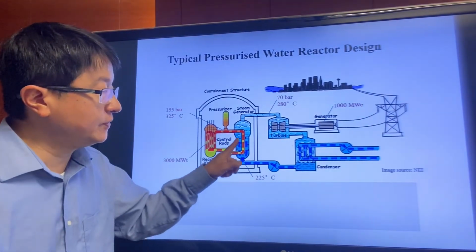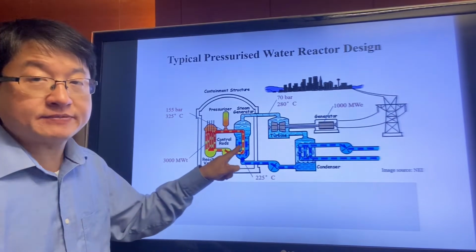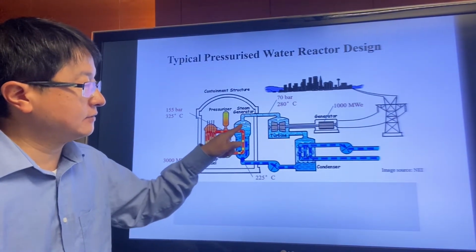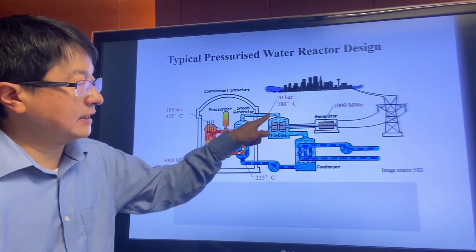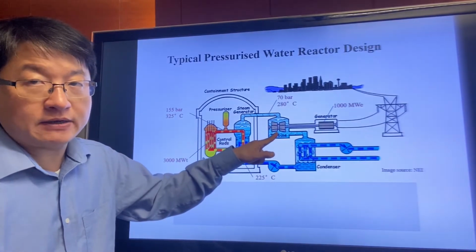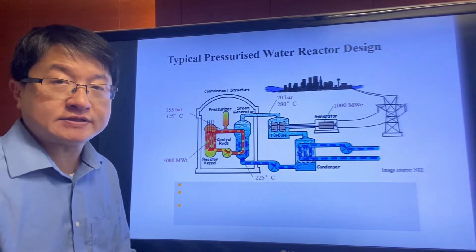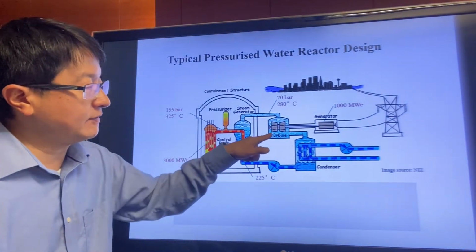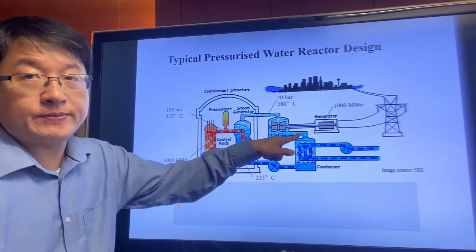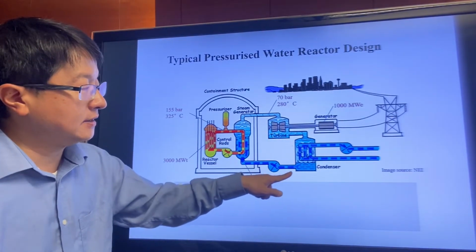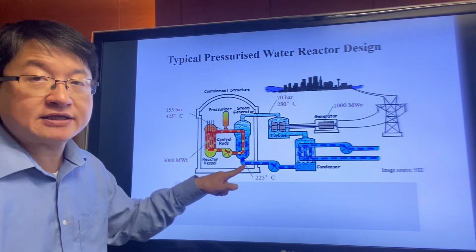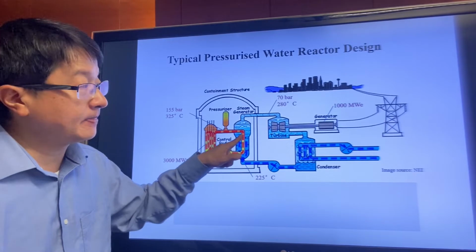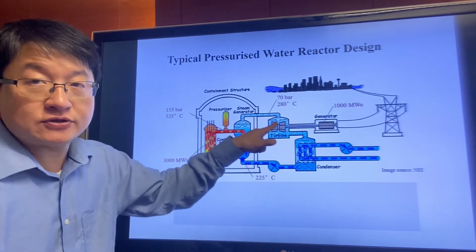There's a secondary loop here that takes up the heat from the primary loop and heats up the water and turns it into steam, and the steam will then move the turbine. The temperature of the steam in the secondary loop is about 280 degrees Celsius, and then after passing through the turbine, it will be condensed and turned back into water and then fed into this secondary loop to pick up the heat energy from the primary loop again. So this is the second circle.